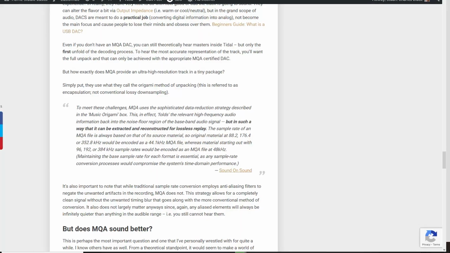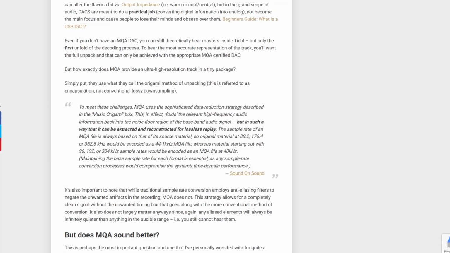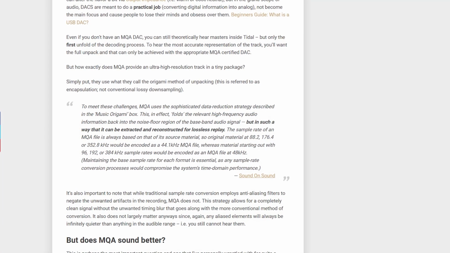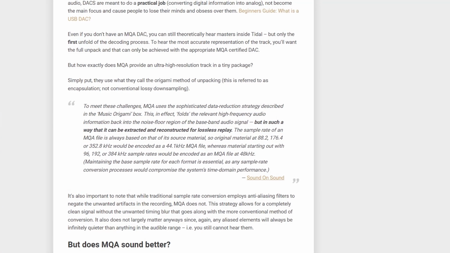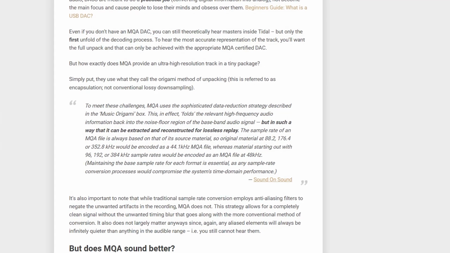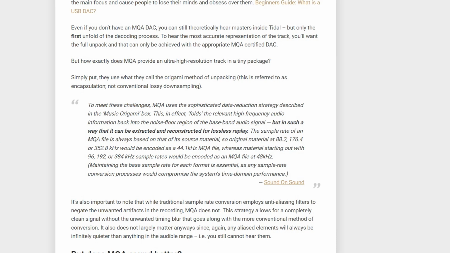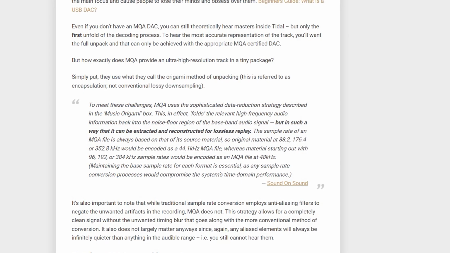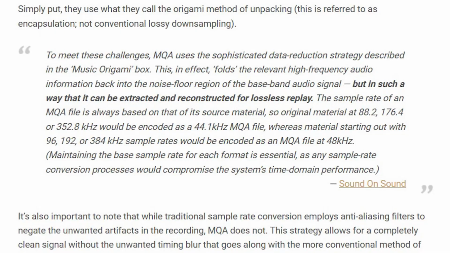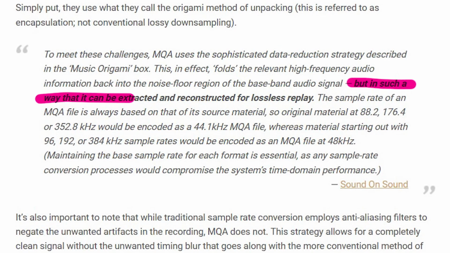Simply put, they use what's called the Origami method of unpacking. This is referred to as encapsulation, not conventional lossy downsampling. To quote Sound on Sound again, "To meet these challenges, MQA uses the sophisticated data reduction strategy described in the Music Origami box. This, in effect, folds the relevant high-frequency audio information back to the noiseful region of the baseband audio signal, but in such a way that it can be abstracted and reconstructed for lossless replay.